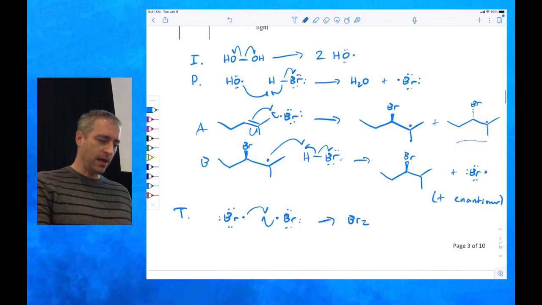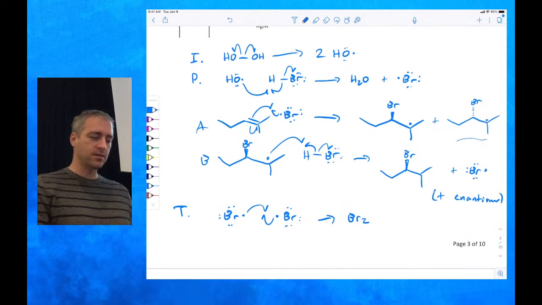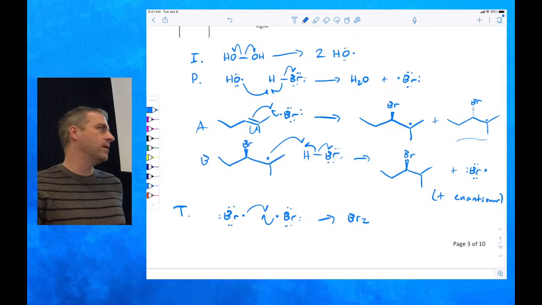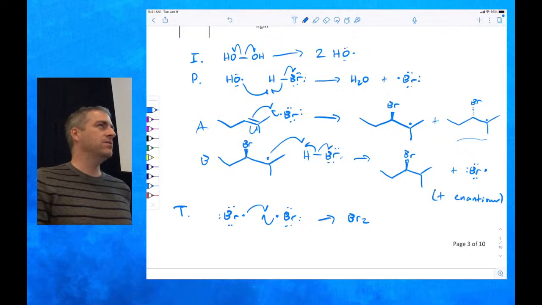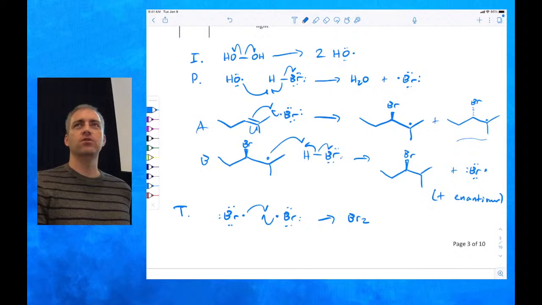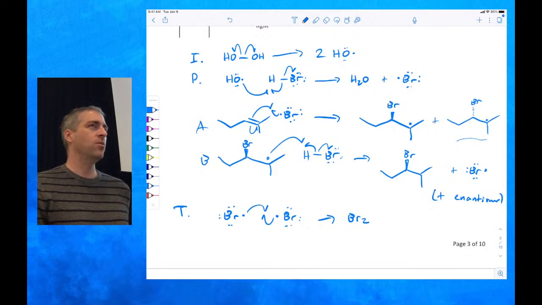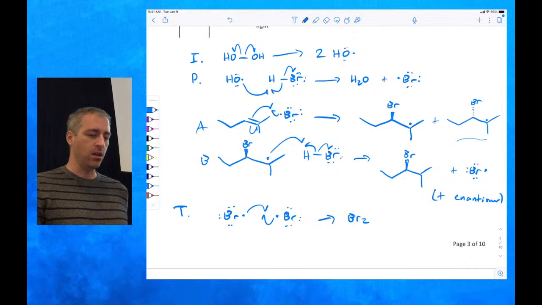So the way I did this is I drew two products and I said plus an enantiomer at some point. If I ask you something like this and there's two products, and you ignored the fact that two products are formed and just gave me one of them, you'd still get, I don't know, 8 out of 10 or something like that. To get full marks, you have to show all of it.